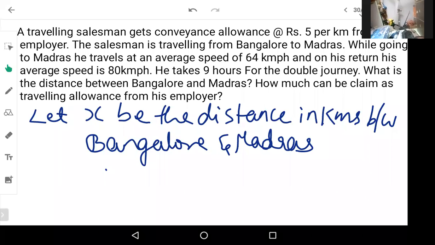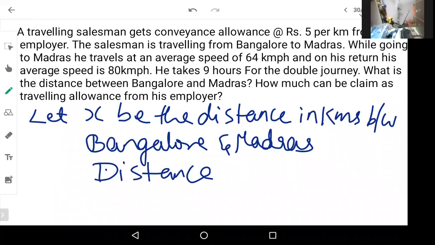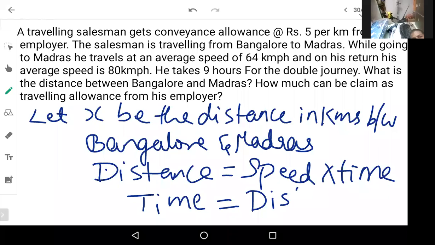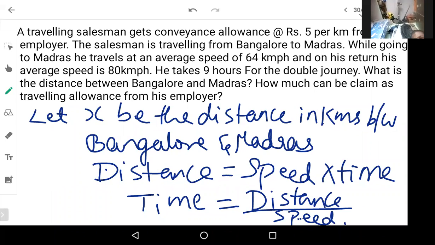Now what is the formula to find that distance? Distance is equal to speed into time. You are supposed to know these basic formulas. Distance is equal to speed into time. And we can change this formula a little, so we will also be able to know the time taken by taking distance divided by speed. So these are the two major formulas which we will be using here.